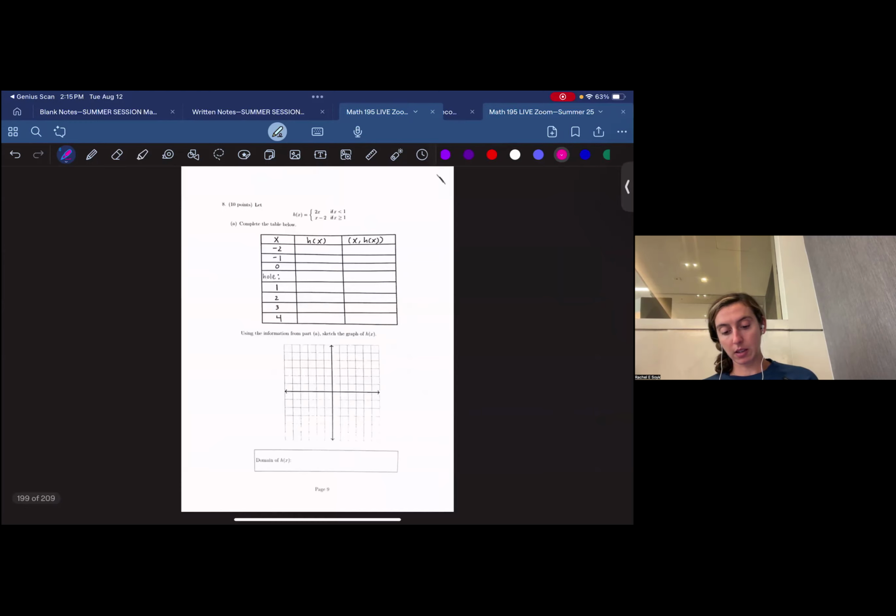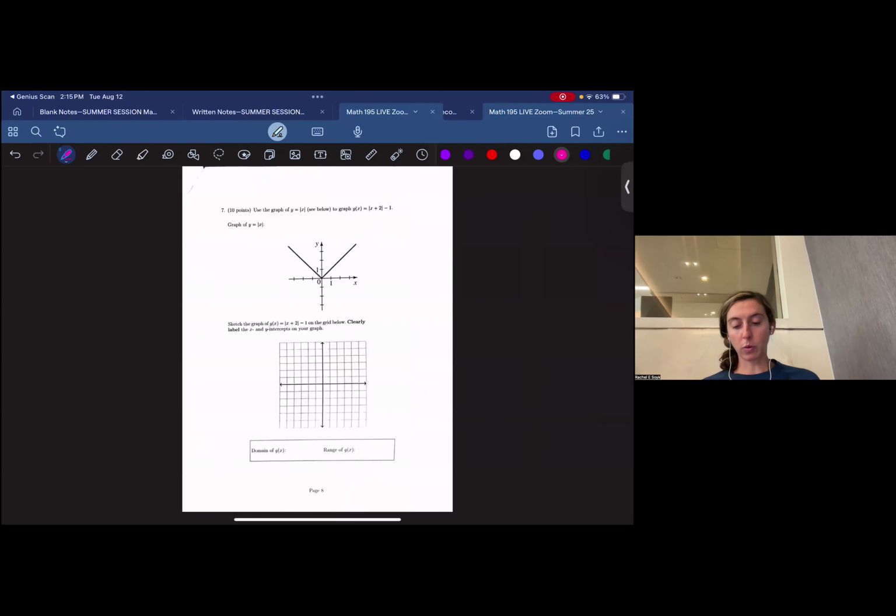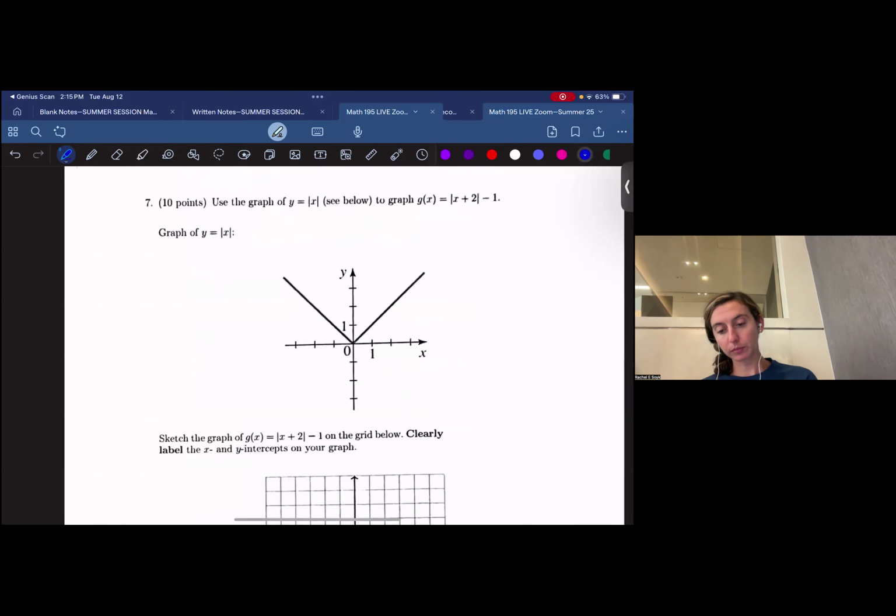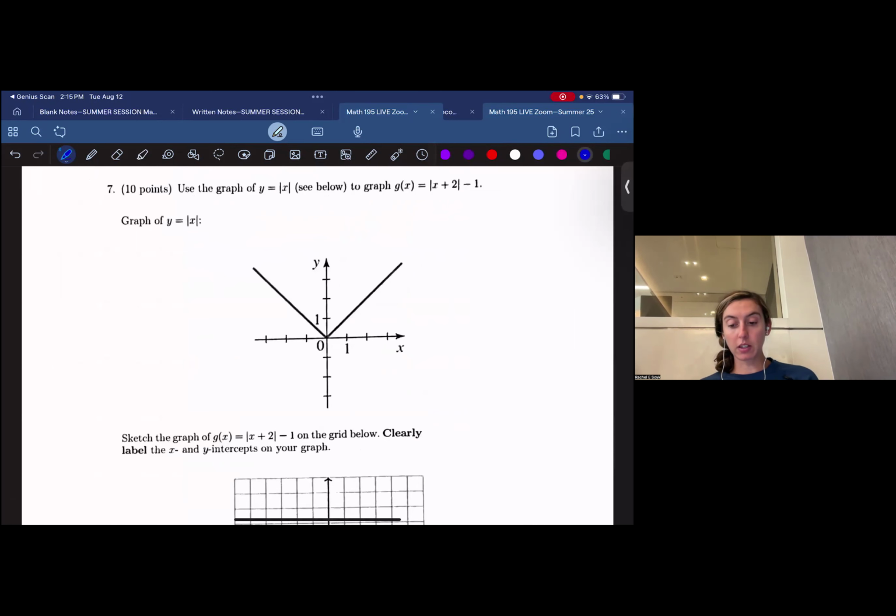So I believe we have 2 more questions for the exam 1 portion of this. So let's just trek right through it. Question 7, now we're dealing with absolute value functions. And they give us our parent function and we're asked to graph this transformation. So our new vertex is at negative 2 comma negative 1.